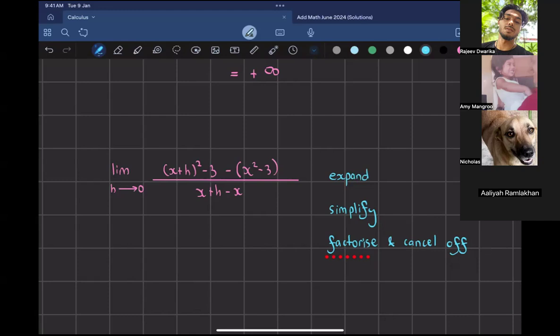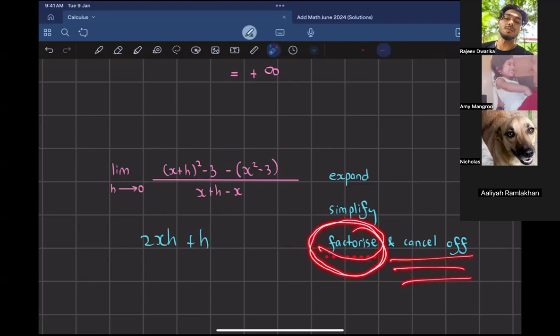All right. Amy, did you get through with the factorization and canceling? No, I kind of stuck with what I learned from before. Tell me one more time what you had. I had 2x h plus h. You're right there, Amy. You could do it. Read this.